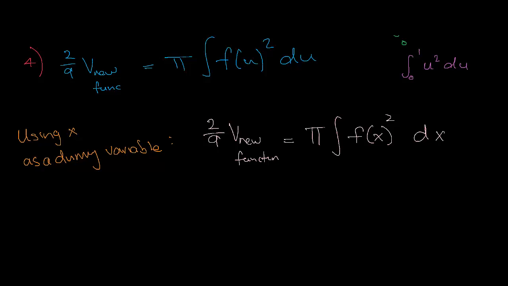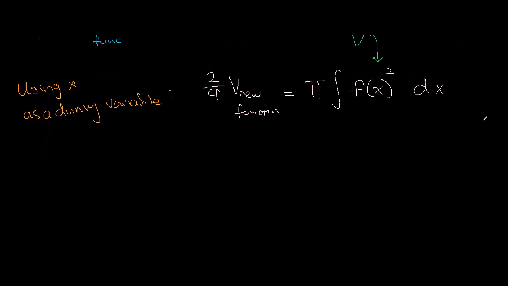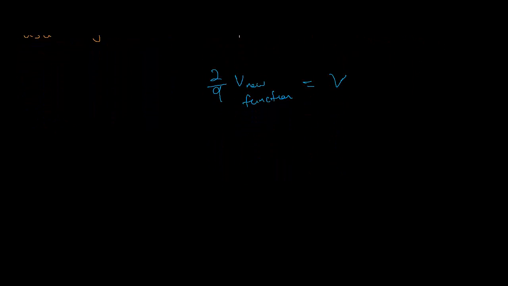So I'm going to just substitute V in here. Right, too easy. So we're going to get 2/9 times V of the new function equals V. Remember, V is the volume of just what you get when you revolve f of x around the x-axis. And then we're just going to multiply both sides by 9/2. So if we multiply by 9/2, that's going to cancel. We're going to get 1 here. So we've got to multiply the right-hand side by 9/2 as well.